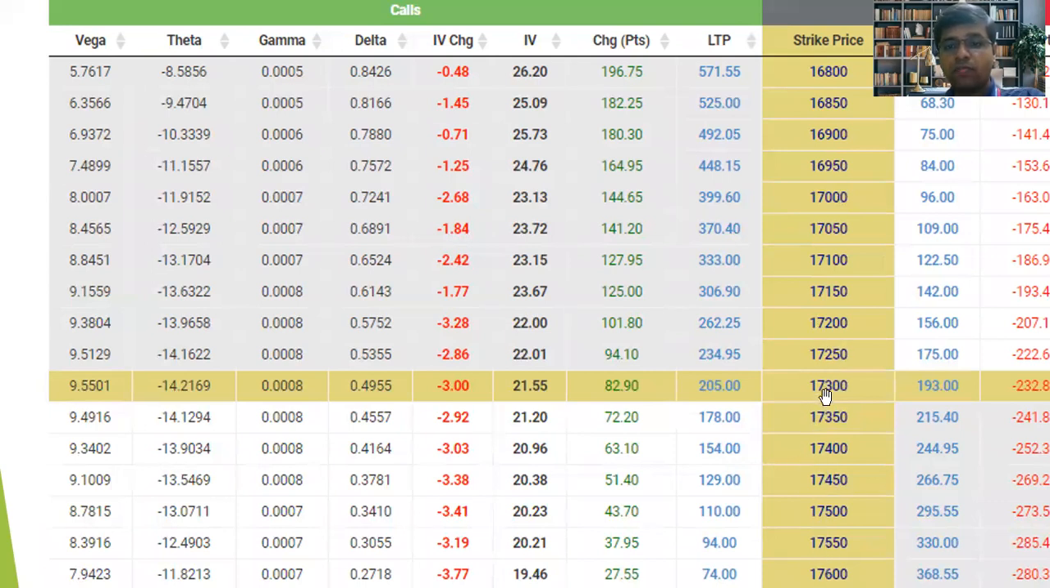Any strike which is less than 17,300 is in the money, and any strike which is above 17,300 is out of money. Now, the IV of the at the money call option is 21.55, and for all the call options which are in the money, that is for all those strike prices lesser than 17,300, you can see the IV is higher than the IV of the at the money call option. Similarly, the IV of all the call options which are out of money, that is all the strike prices greater than the at the money 17,300, is lesser as compared to the at the money.